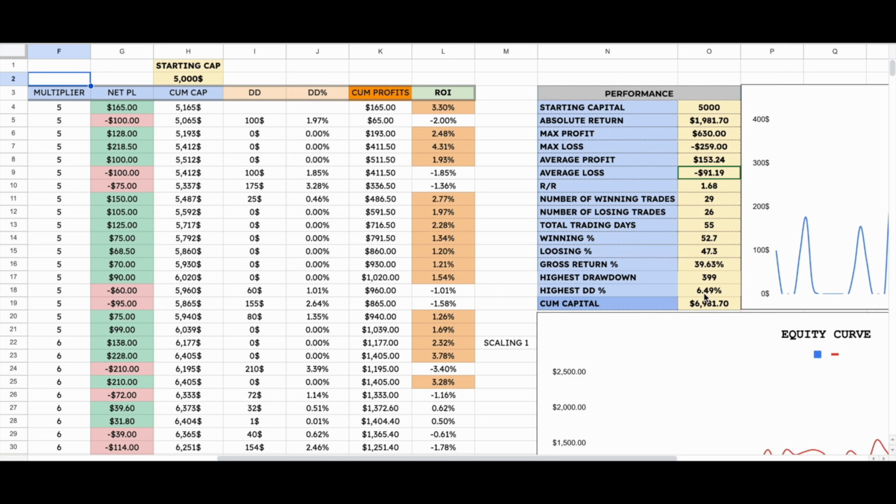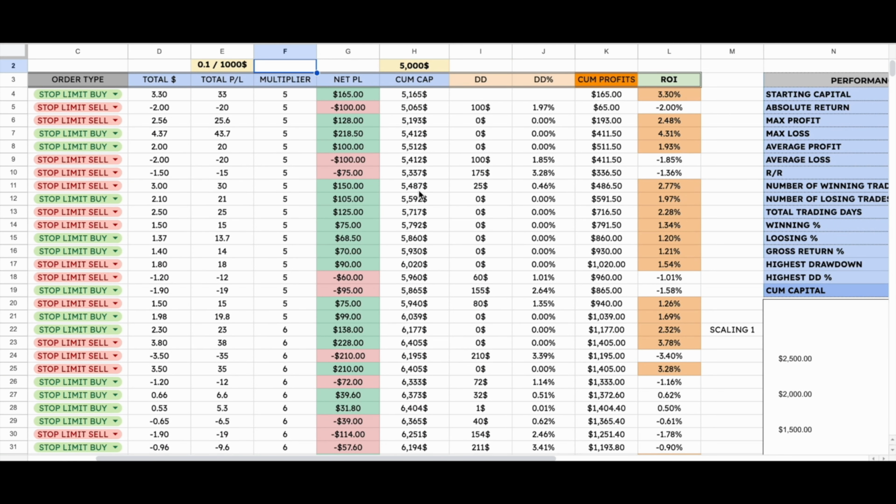Gross return around 40% in a week. As it is a non-volatile week, having this percentage of gross return is really fabulous. And highest drawdown we had was $3,400. Highest drawdown percentage was 6.49%. Cumulative capital has grown from $5,000 to $6,981. And I have scaled. As per the scaling, for every $1,000 we will increase 1 extra lot over here. That is 0.1 lot extra per $1,000.